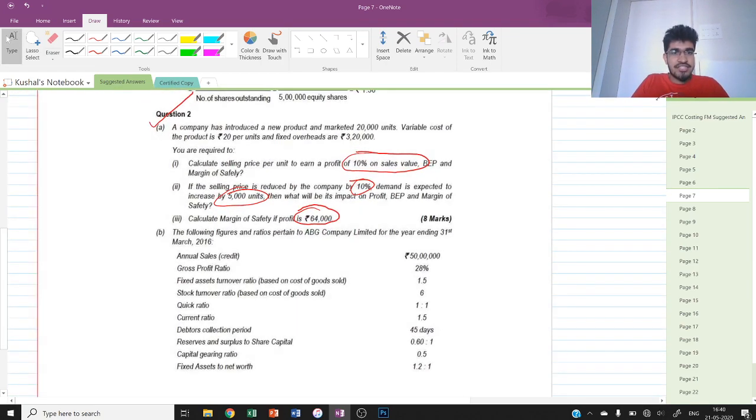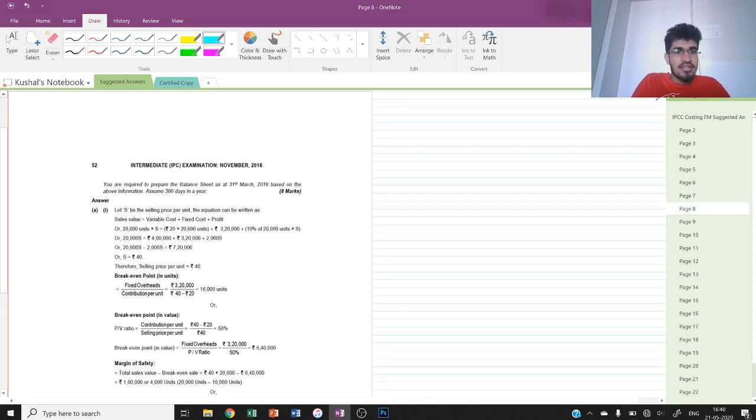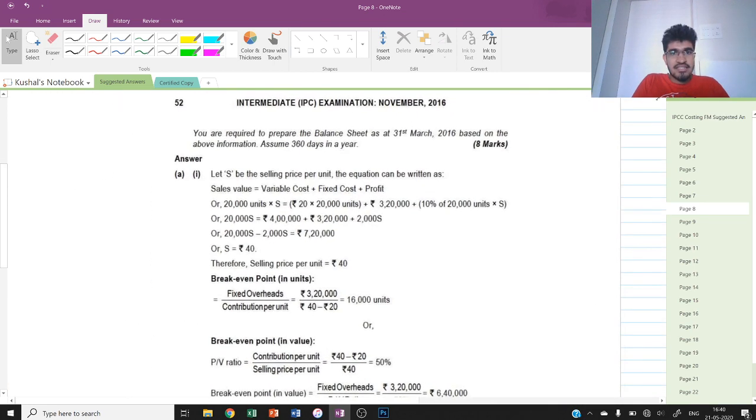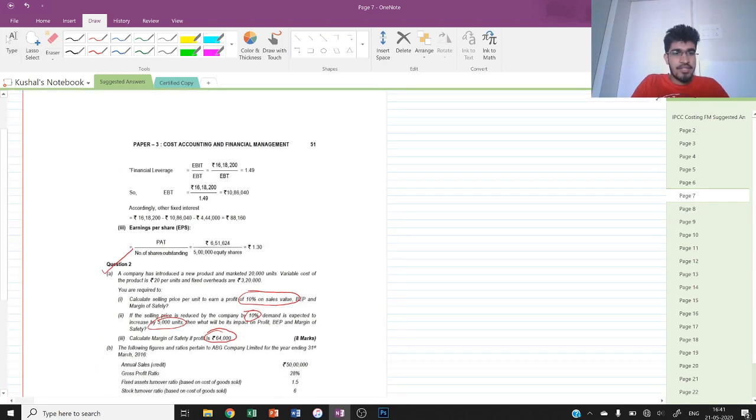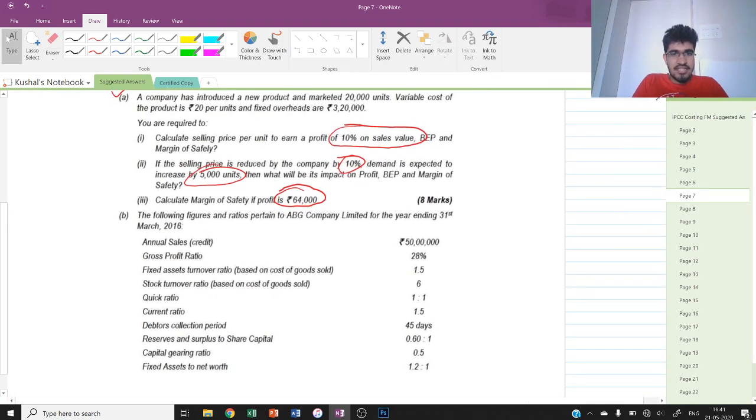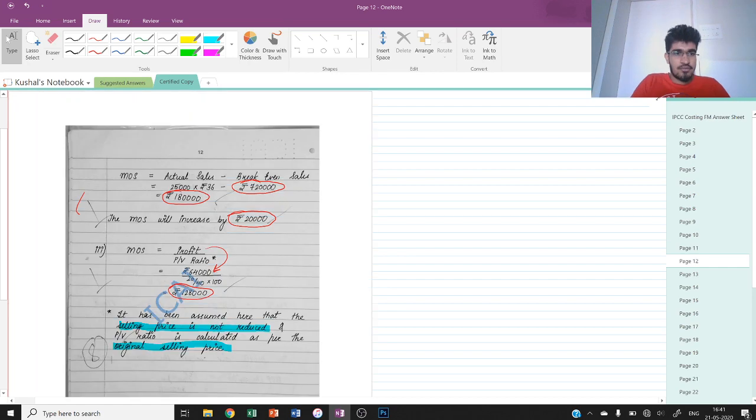The following figures and ratios pertain to ABG Company Limited for the year ending 31st March 2016. Annual sales, GP ratio, fixed asset turnover ratio, stock turnover ratio is given, quick ratio, current ratio is also given, debts collection period, reserves and surplus to share capital is given, capital gearing ratio is given, and fixed assets to net worth is also given. You are required to prepare the balance sheet as at 31st March 2016 based on the above information. Assume 360 days in a year. I'll quickly show you the answer in my particular certified copy. This is the data which we have, and let's see the answer now.